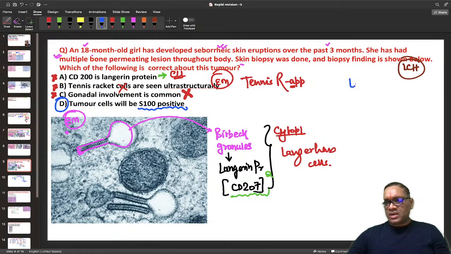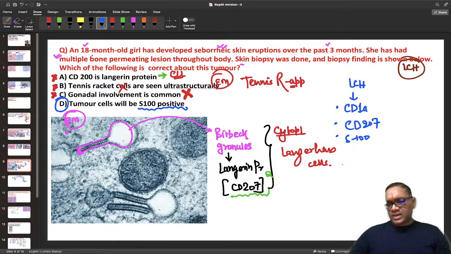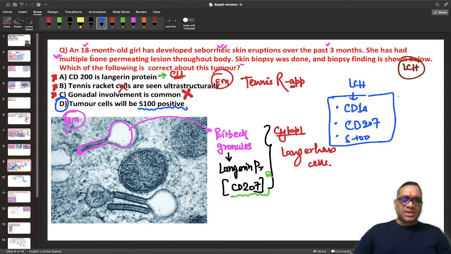In this tumor, Langerhans cell histiocytosis, the best IHC marker is CD1a. They will be positive for CD207, and they will be positive for S100. All these are important markers for Langerhans cell histiocytosis, and gonadal involvement will be absent. So now I understand, the answer will be D.